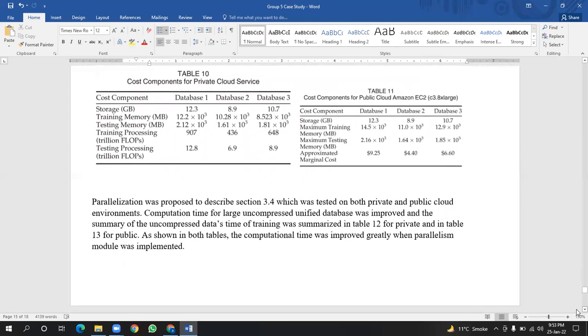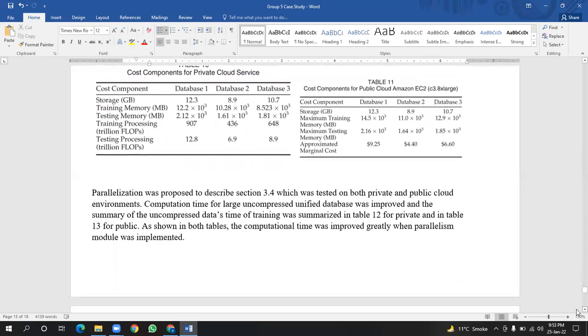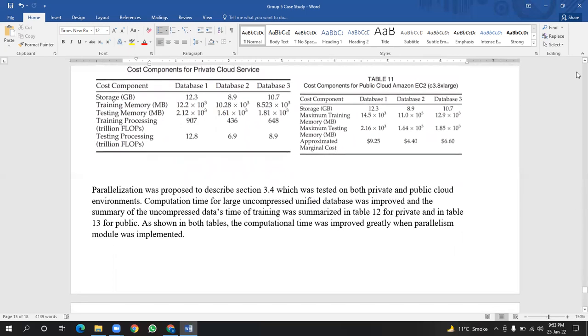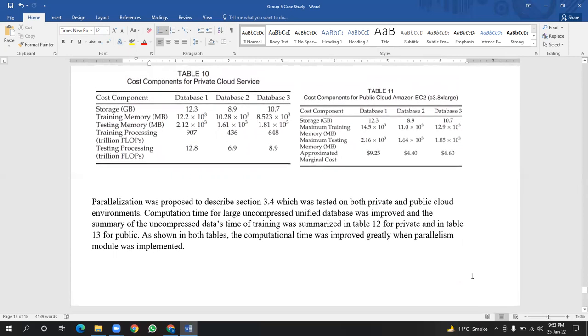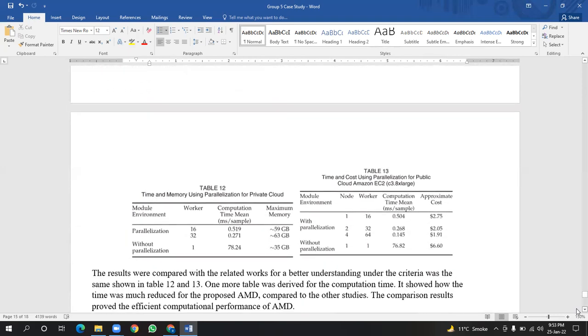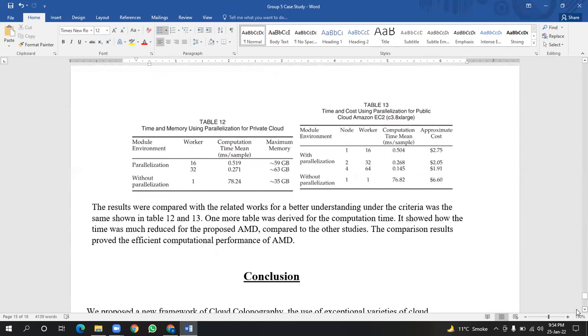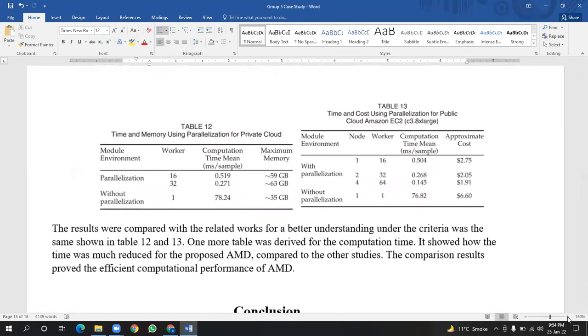The last section is parallelization, which was proposed in section 3.4, which was tested on both private and public cloud environments. Computation time for large uncompressed and unified database was improved, and the summary of the uncompressed data's time of training was summarized in table 12 as shown below for private and in table 13 for public. Both tables show the computation time was improved greatly due to parallelism. The results were compared, and they understood better criteria for both table 12 and 13.